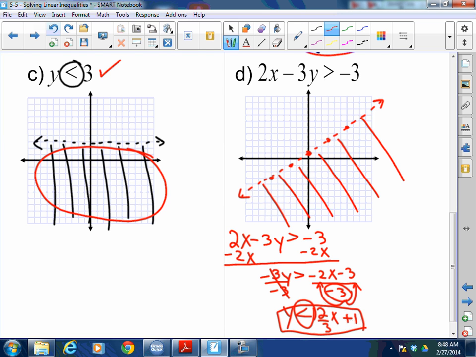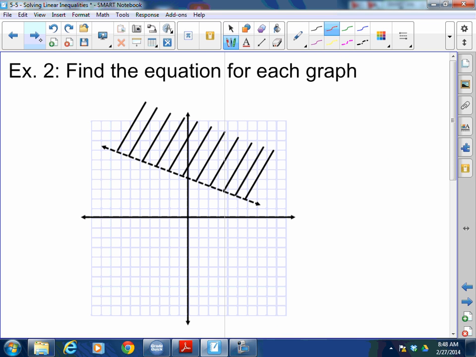Okay. May I continue? Now, sometimes I'll tell you, find the equation for each graph. And technically, this should say, find the inequality. Remember, guys, this is a linear inequality. So you have a y equals mx plus b. You have to find an m, your slope, and a b. And then you have to tell how it's shaded.